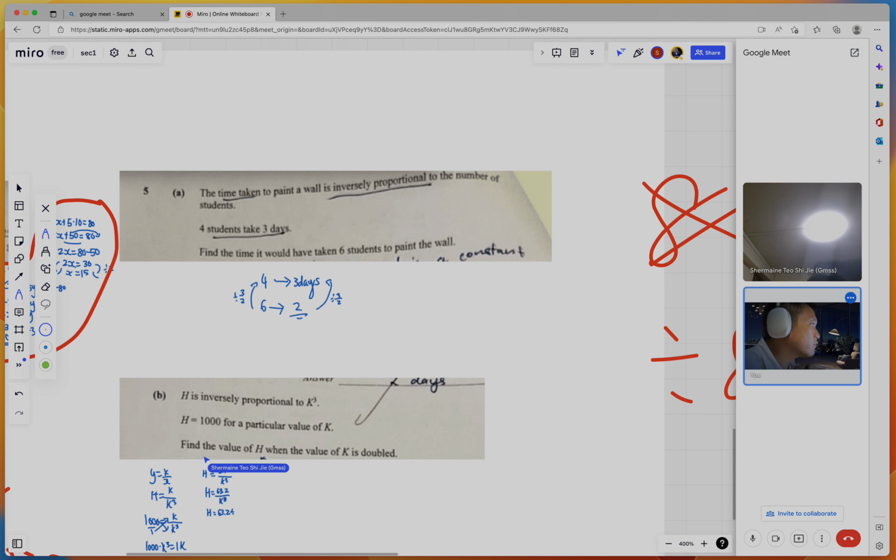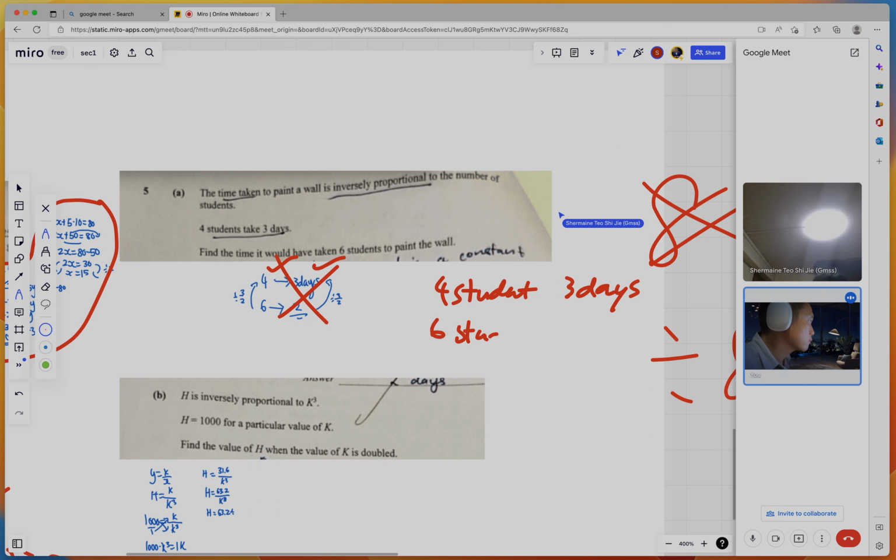So question 5 is very simple. 4 students take 3 days. No, this is not the way you do it. You just take 4 students, 3 days. So now they say 6 students. So can I ask you, your students increased by how much? You times what? 3 over 2. Times 1.5, yes. So your students increased by 1.5, right?